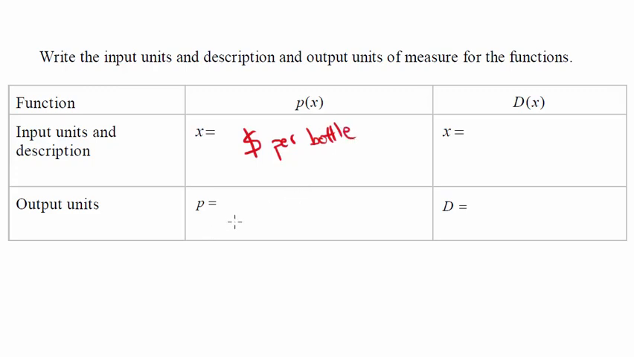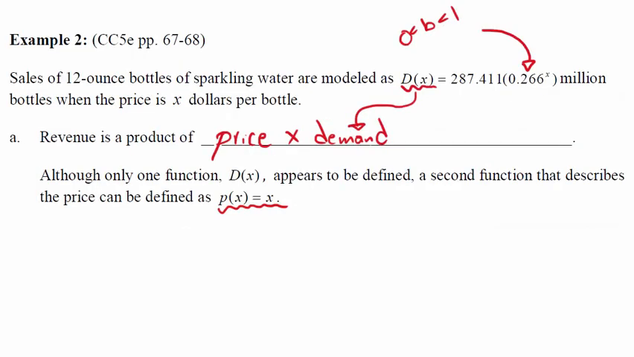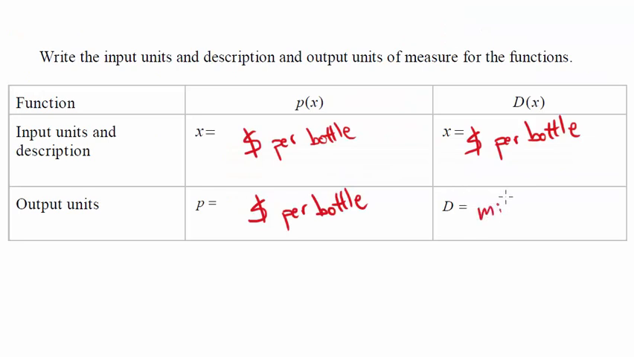Okay, my output units for price are just going to be the same. It's just X, dollars per bottle. My input units for my demand function are dollars per bottle, and then my output units for demand are million bottles.